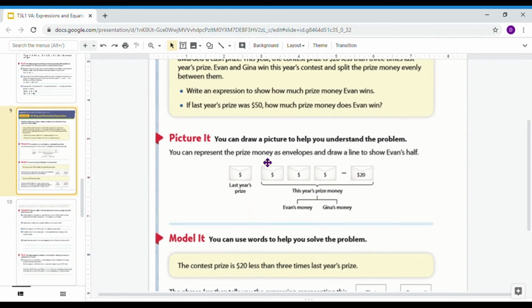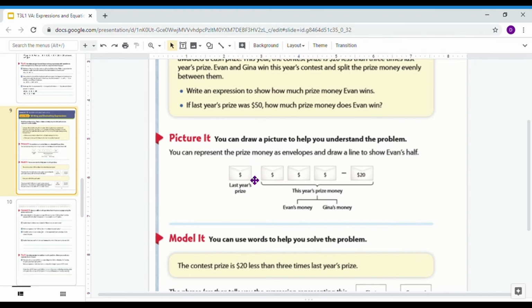So I really want to make sure that we go into a little bit of depth here, so that way the rest of the problem makes sense. This envelope right here is last year's prize money. We have no idea in the beginning how much last year's prize money was, but we do know that this year's prize money is $20 less than 3 times that prize money.